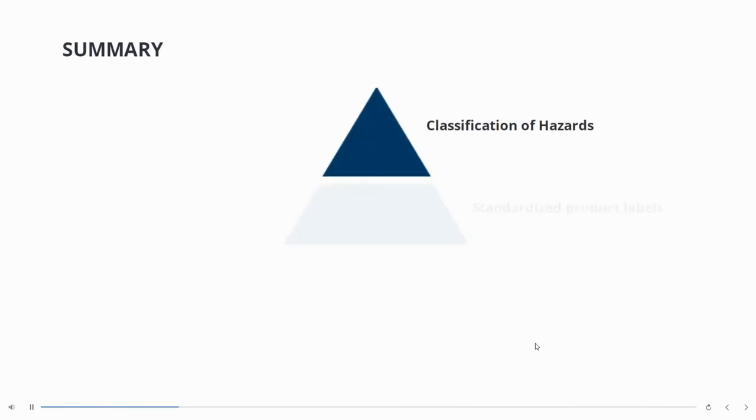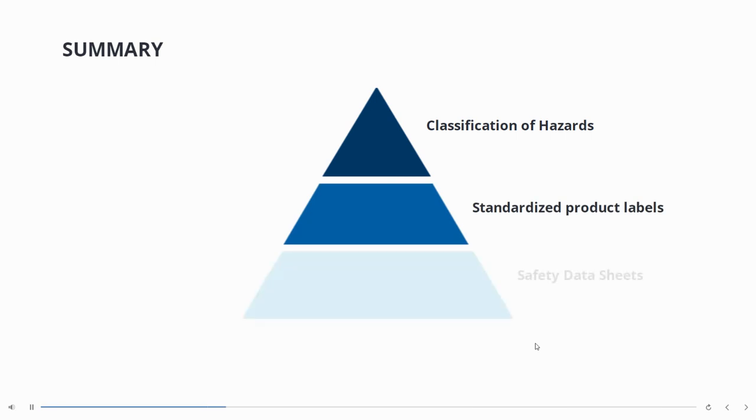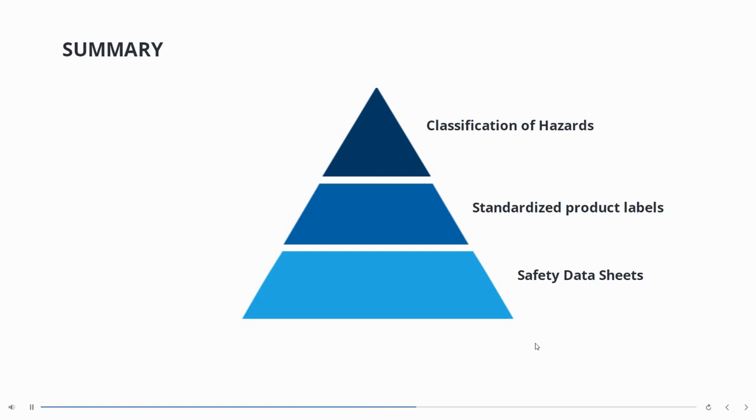In summary, this module provided an overview of the classification of hazards, labels including pictograms, and safety data sheets. Your employer must provide training on your job-specific products to ensure you handle, store, and use them safely. It is also your responsibility under the Occupational Health and Safety Act to receive the training prior to the handling and use of new chemicals in your workplace.